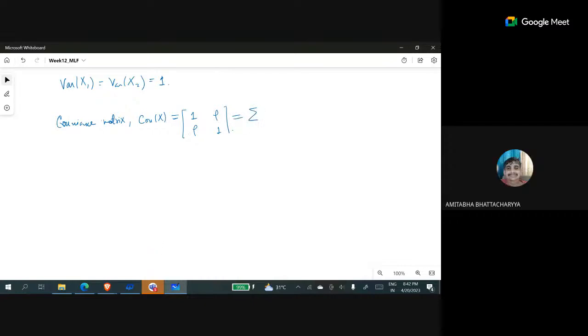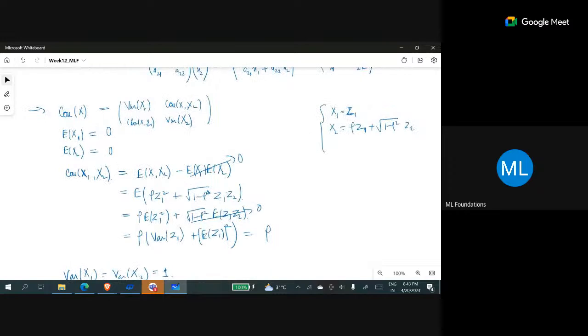Is it always a symmetric matrix? It is always a symmetric matrix, because the covariance of x1, x2 will be the same as the covariance of x2, x1. Similarly, if you have more random variables, you will get the pattern: in this place the covariance of x1, x2, the covariance of x1, x3, then here the covariance of x3, x1. So all are the same, it's just symmetric. Basically for a 2x2 matrix, this is your covariance matrix.